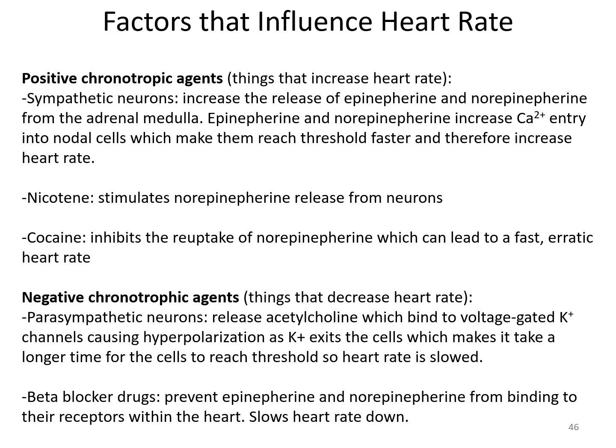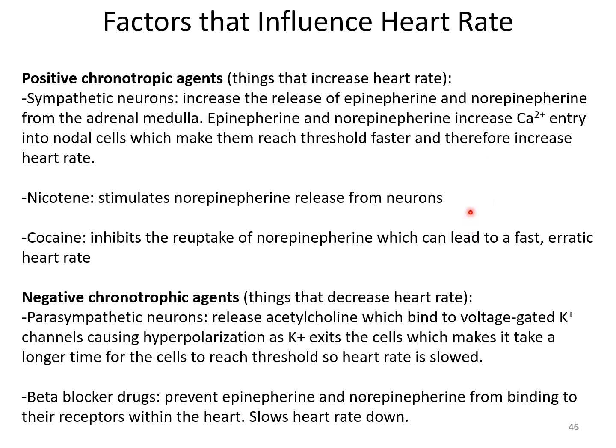Factors that influence heart rate: positive chronotropic agents are things that make the heart rate go faster. Your sympathetic neurons increase the release of epinephrine and norepinephrine. That's your body's adrenaline. It comes from the adrenal medulla. Epinephrine and norepinephrine increase calcium entry into the nodal cells, which make them reach their threshold faster so that you're going to have a faster heart rate.